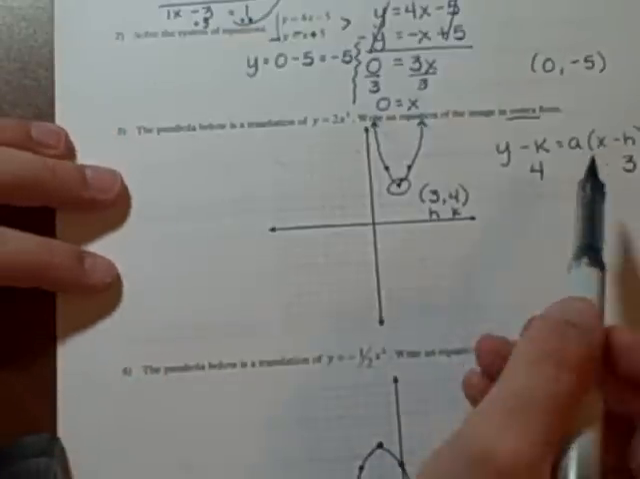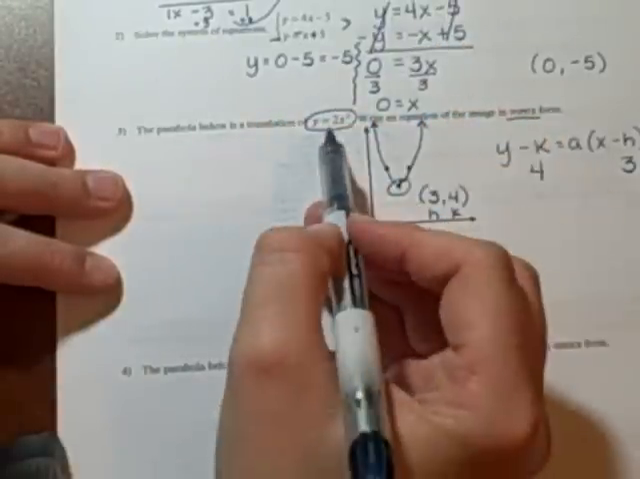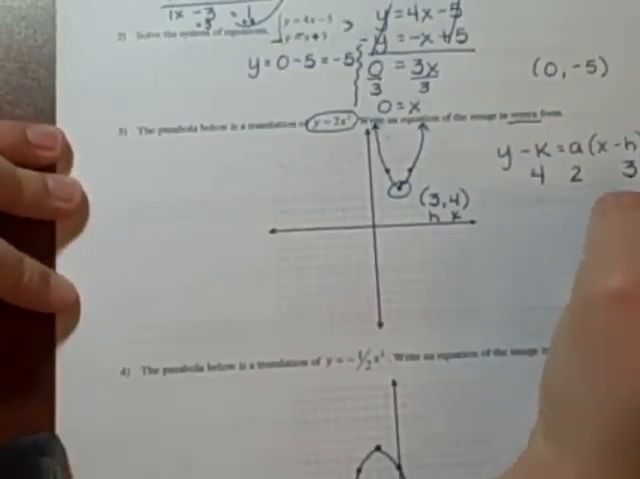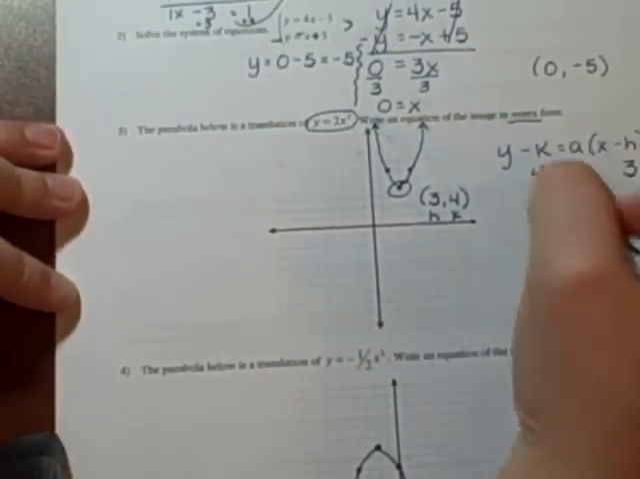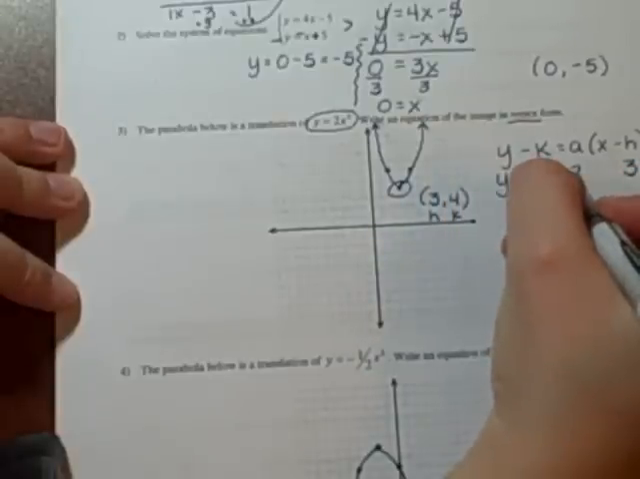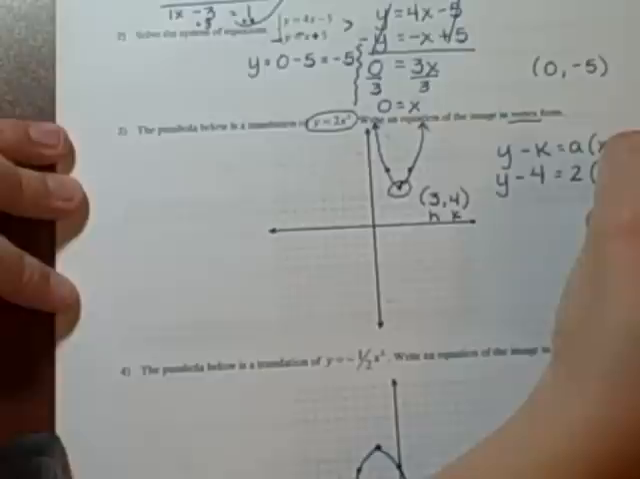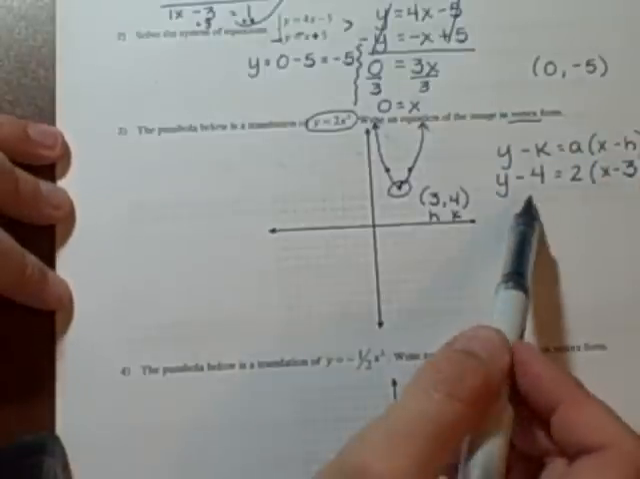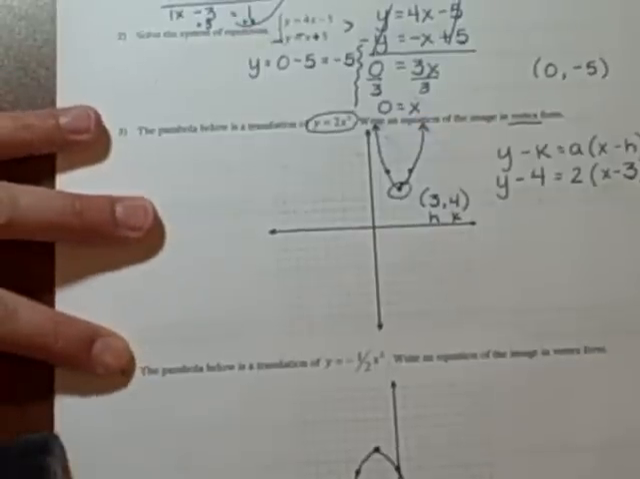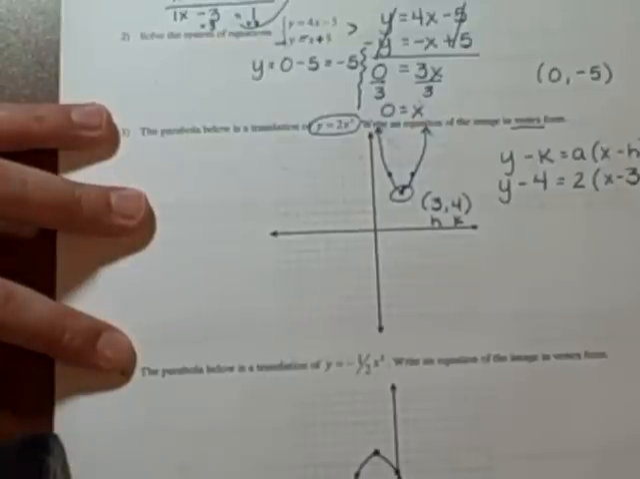And the only other number we really need to fill in is this a. A always comes from your original parabola. Our original parabola here is y equals 2x squared. So our a value is 2. So now that I have those three numbers in place, I'm just going to bring down the rest of the equation. So this would be y minus 4 equals 2, and then parenthesis x minus 3 squared. And that's it. That's all the question's asking for, for you to write this in vertex form. And there's your equation in vertex form. Y minus 4 equals 2 times the quantity x minus 3 squared.